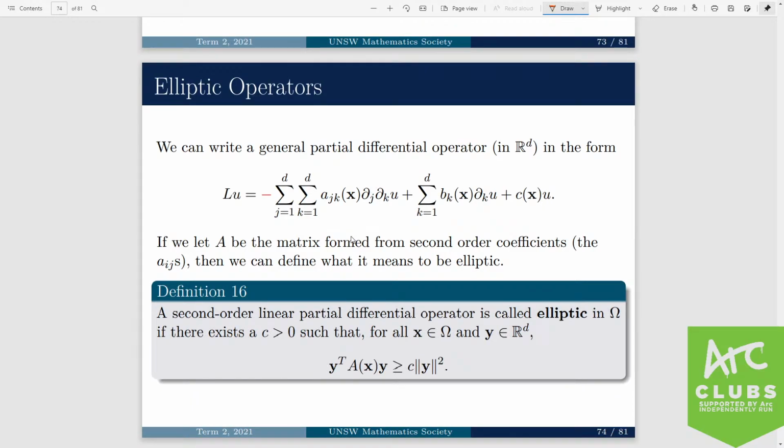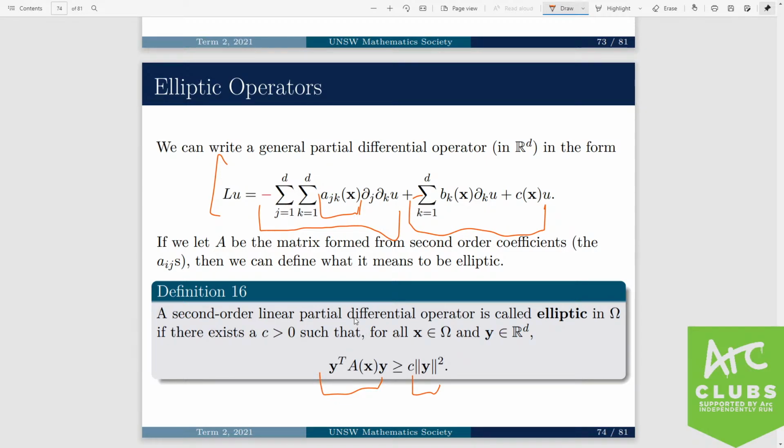So after that we have elliptic operators. So this is just another definition. If we write our second order partial differential equation in this form, so this reflects all our second order partial derivatives, either as a mixed partial or a second partial, and then we write this as the rest. And if we combine this into one matrix, then we say it is elliptic if this matrix satisfies this property.